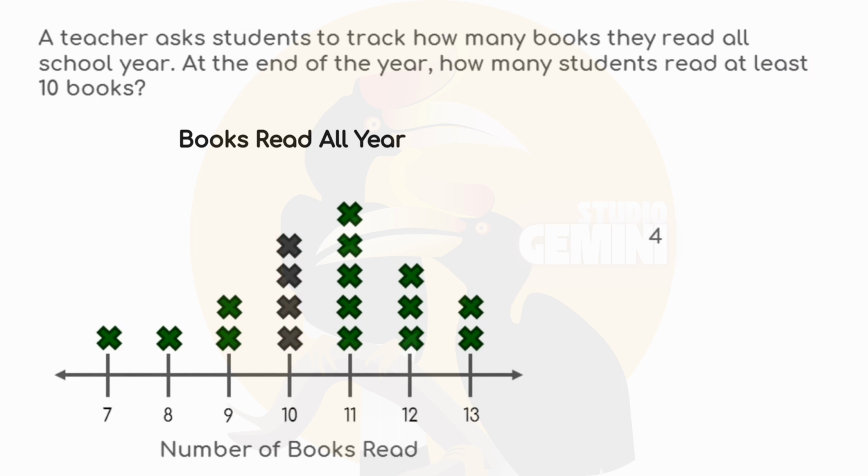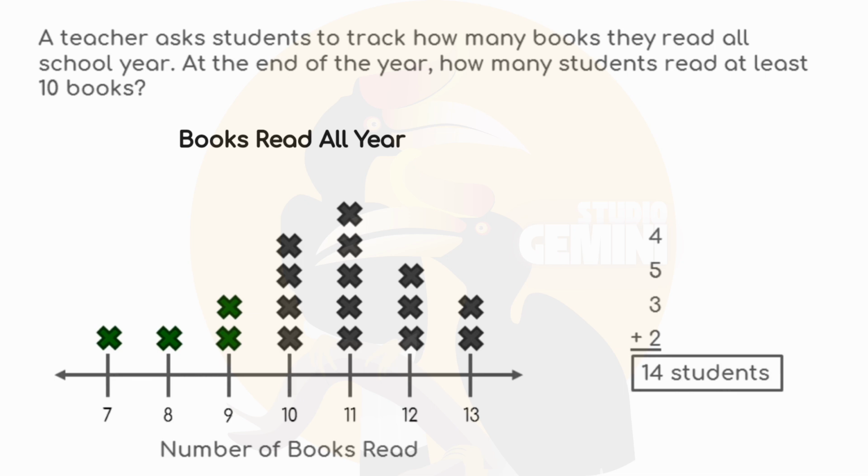4 students read 10 books. 5 students read 11 books. 3 students read 12 books. And 2 students read 13 books. There are 14 X's, so 14 students read at least 10 books all school year.